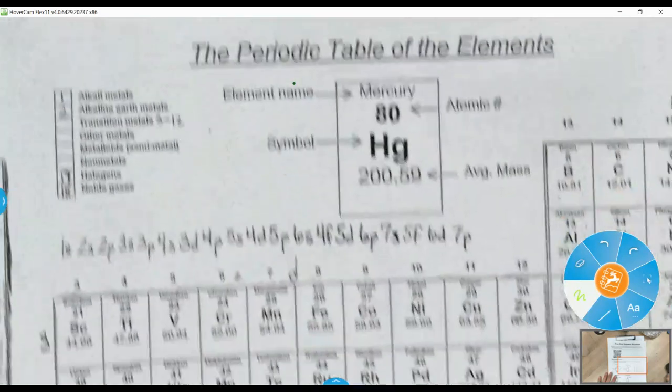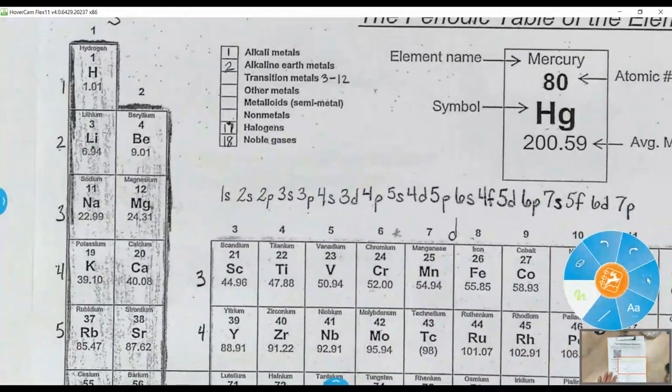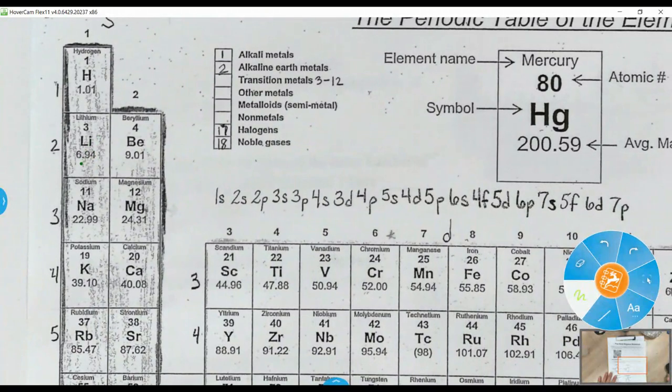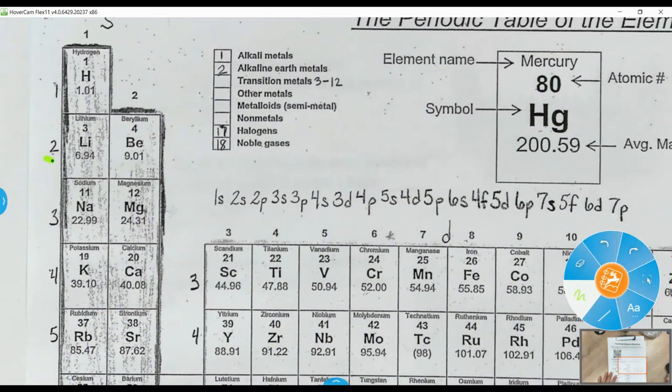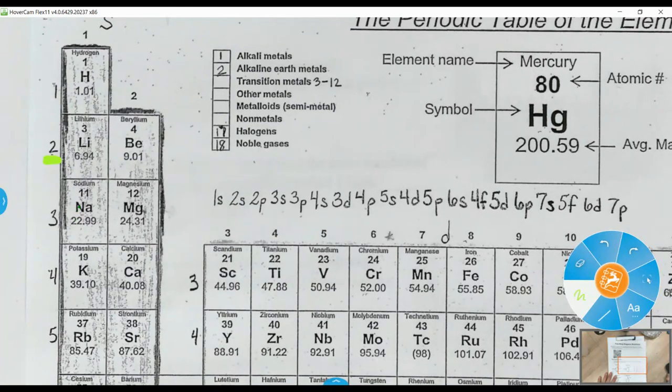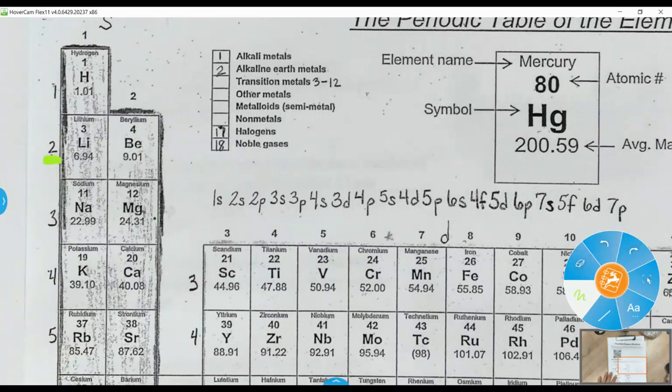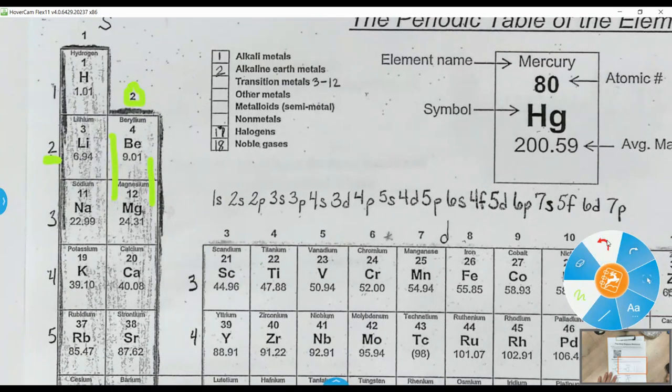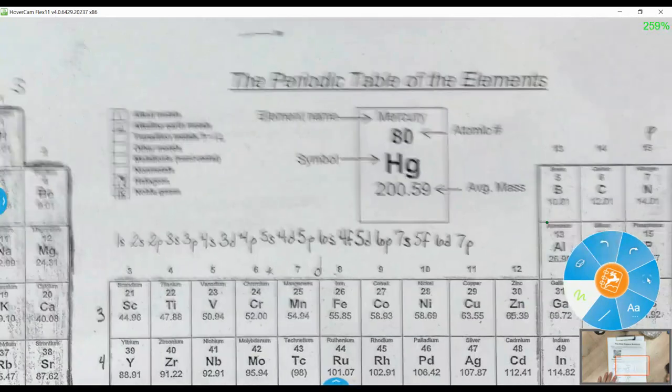So, how many energy levels did lithium and beryllium have? 2. Why? Because they're in period 2. How many valence electrons did beryllium and magnesium have? How many valence electrons do these have? 2, because they're in group 2.